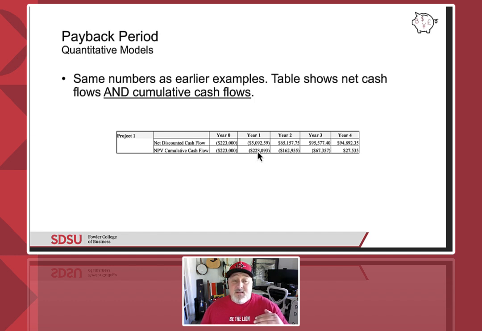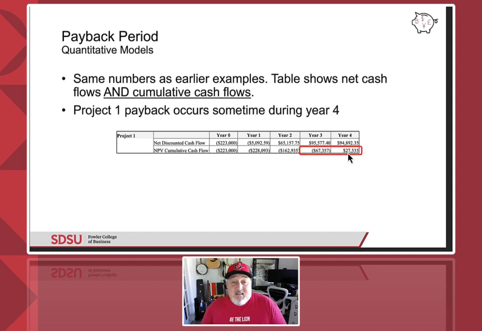Then year two is negative 228 plus 65. Because it's a negative 228, it's now negative 162,000. And I just keep adding. Negative 162 plus 95 is negative 67. Negative 67 plus 94 becomes 27. And that's easy to see now. Somewhere between year 3 and year 4 is my break-even point. So my payback period is going to be a little longer than 3 years. I know that.